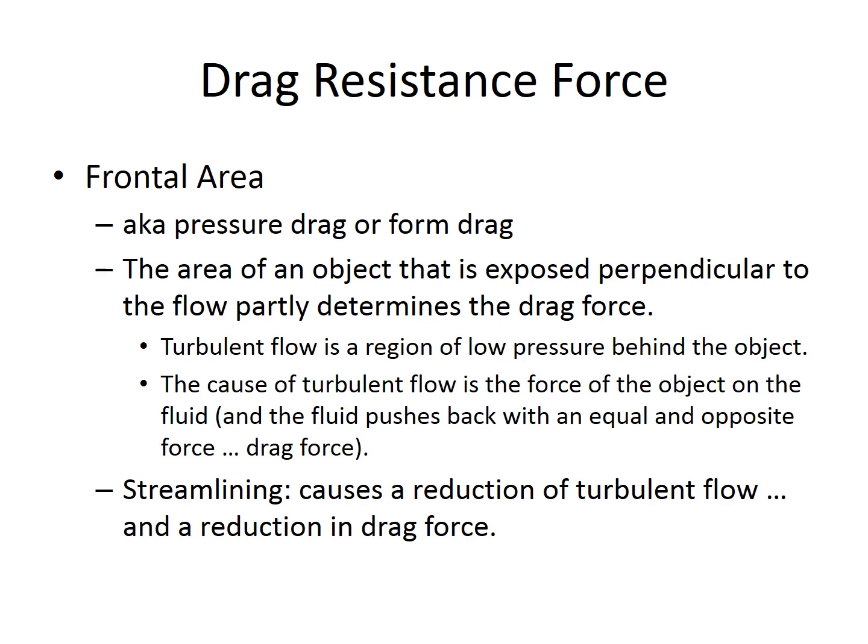What happens is there's a turbulent flow behind the object, and that turbulent flow actually will cause a force in the opposite direction of the flow of the fluid over the object, and that ends up being the resistive drag force. When swimmers talk about streamlining, that's causing a reduction of the turbulent flow behind the swimmer, and that's done by ultimately reducing the frontal area of the swimmer moving through the fluid.